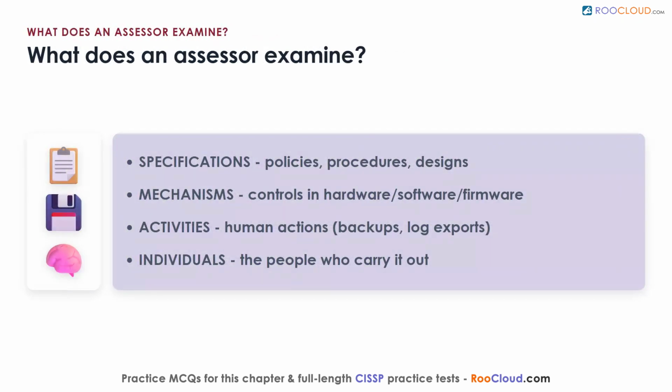What exactly does an assessor examine? A widely used framework breaks the target into 4 kinds of objects. Specifications are the paper trail, the policies, procedures, and designs. Mechanisms are the actual controls built into hardware, software, or firmware. Activities are the human actions, like running backups or exporting logs. And individuals are the people who carry all of that out. An assessor may inspect any of these, interview the people, and directly test whether the controls hold.